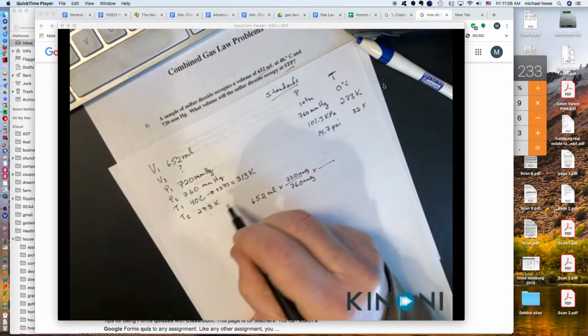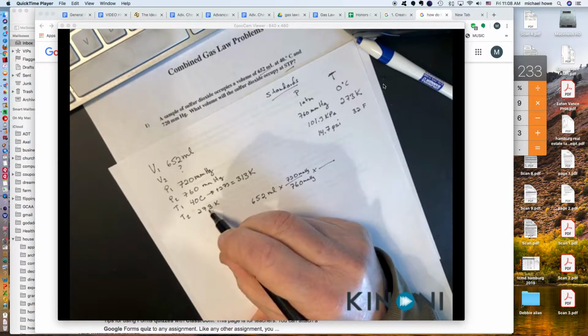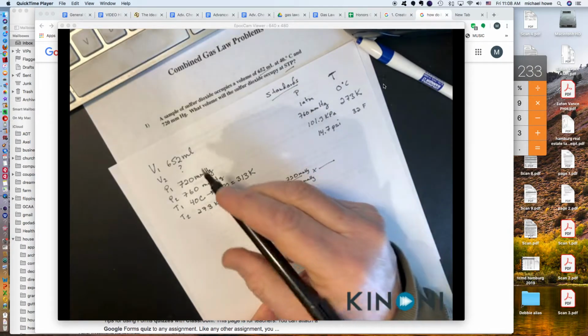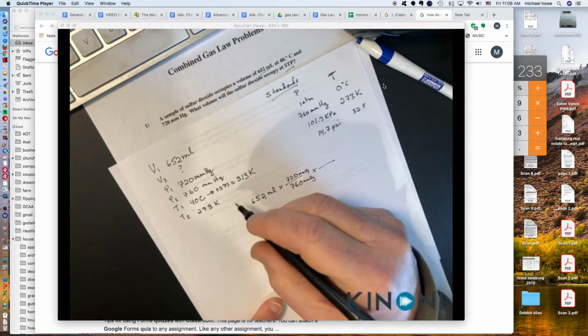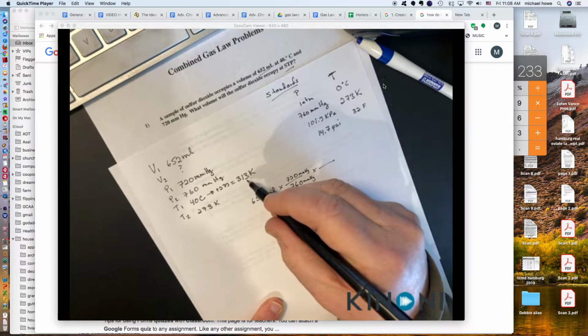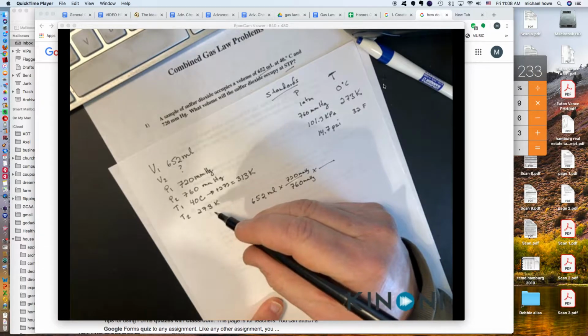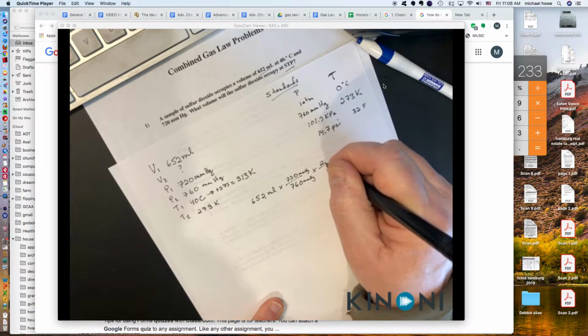And then the temperature is going down. It goes from 313 to 273. So as temperature goes down, that would make the volume get smaller. So I need to make this number get smaller. I could either multiply by 273 over 313 or 313 over 273. But the 273 over 313 makes it get smaller.